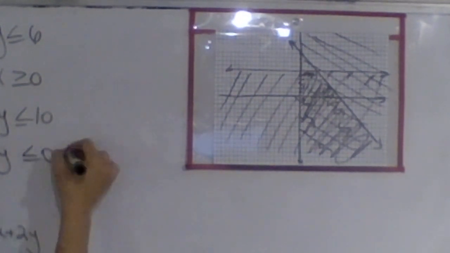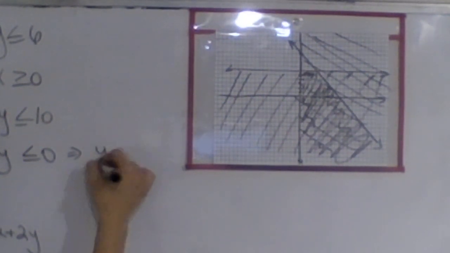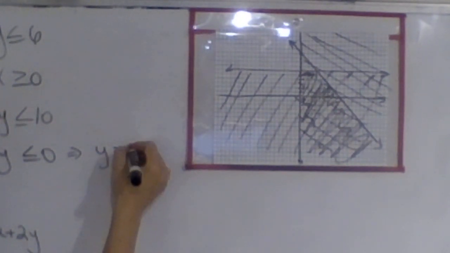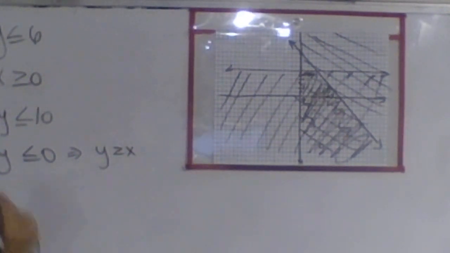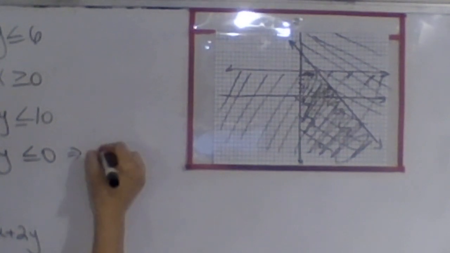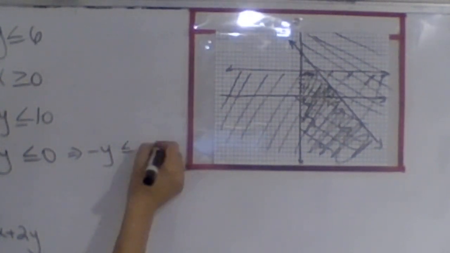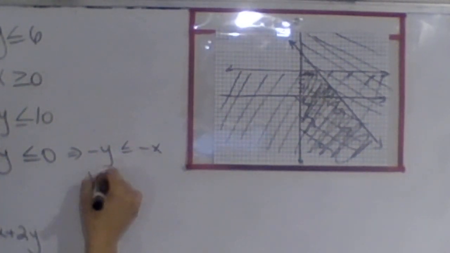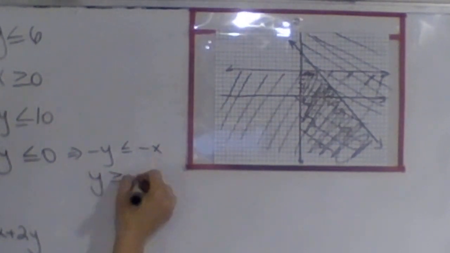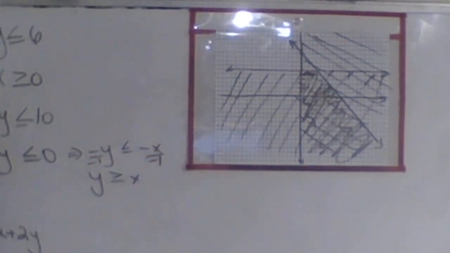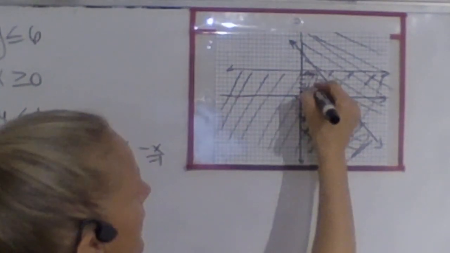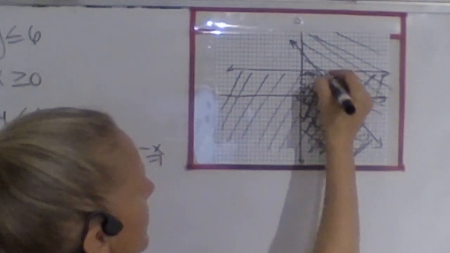The only way to do this is to realize that we're doing x is greater or equal to y, or y is greater or equal to x. Let's do this the right way. Negative y is less than or equal to negative x. I move my x to the other side. Y is greater or equal to x, because I had to divide by negative 1, so I switched the sign. So when x is 1, y is 1, and so forth, you graph this line.